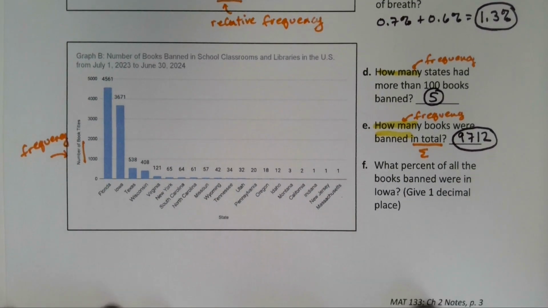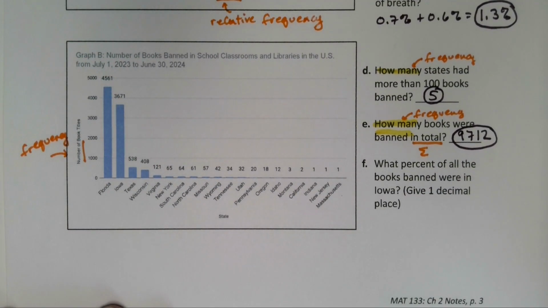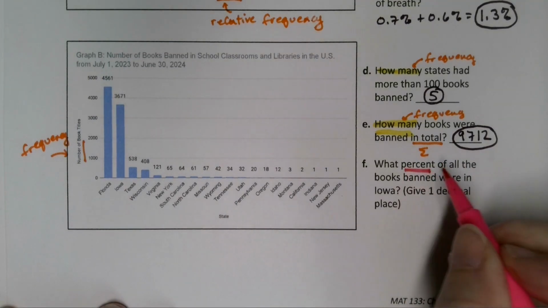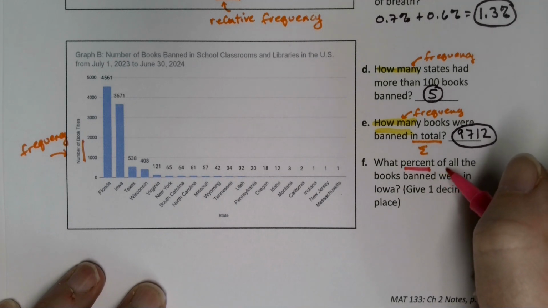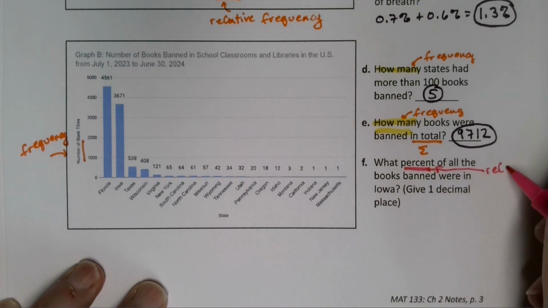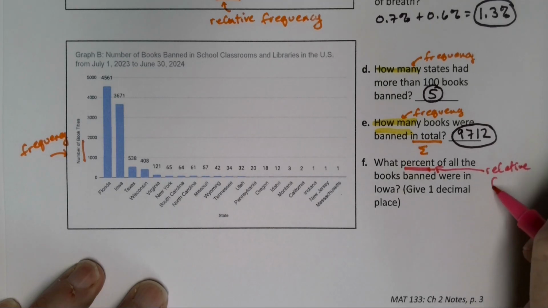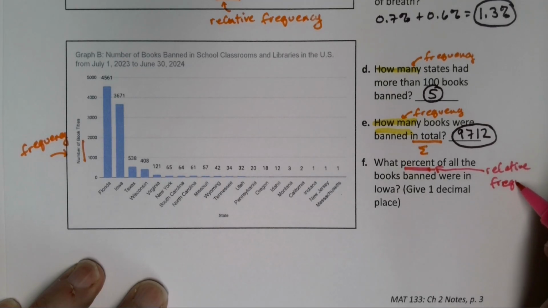Okay, now the last question is asking for a percent. Percent is a relative frequency, right? So this one wants, I have to put an arrow in there, a relative frequency. And it wants it written as a percent. Okay, so we have to do a little more work here.